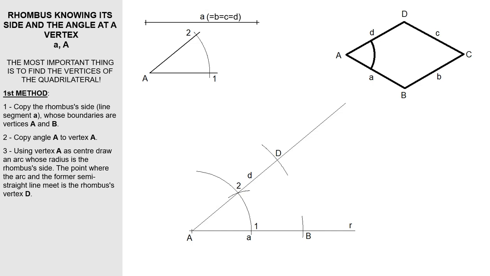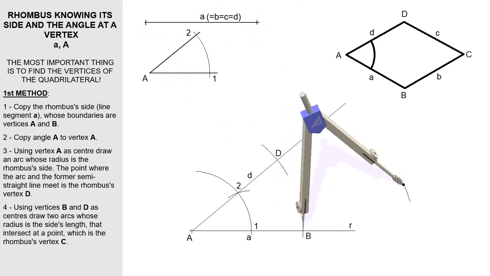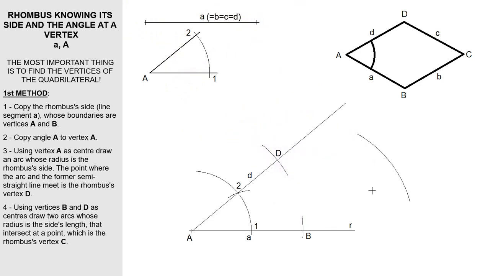In order to find vertex C, we have to find the point that is the same distance to vertices B and D, being this distance the length of the rhombus's side. Using vertex B as center, we draw an arc whose radius is the rhombus's side, because vertex C has to be on this arc, so when joining to vertex B, it is the rhombus's side long.